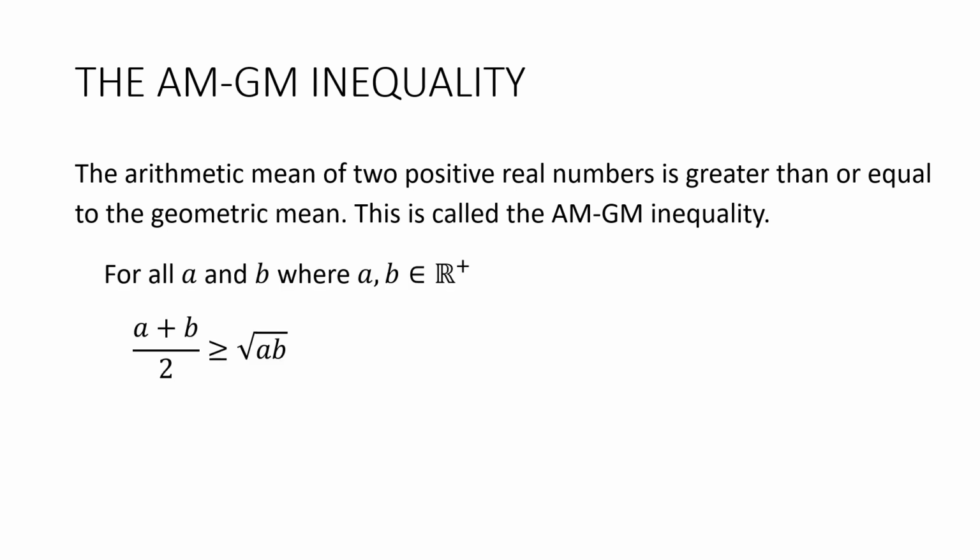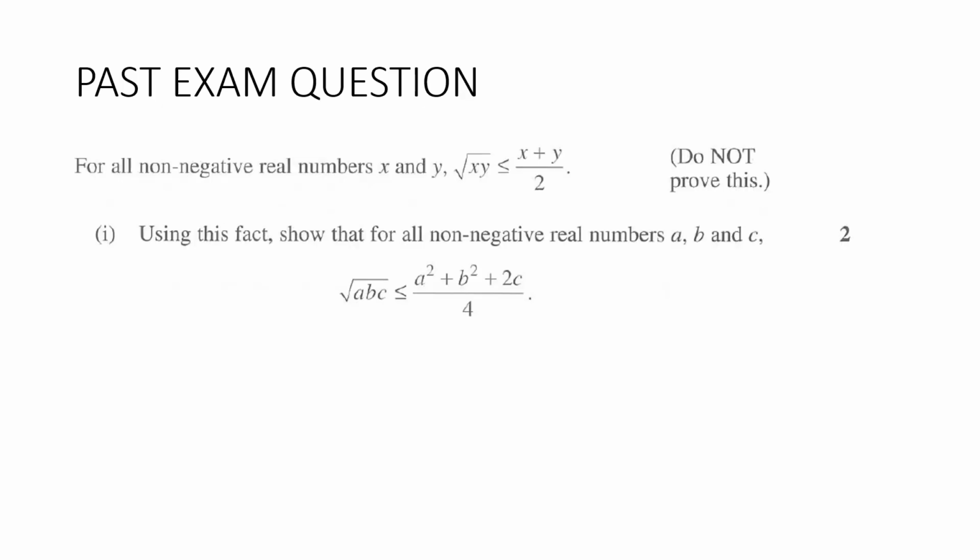In other words, for a and b, where a and b are positive real numbers, (a + b)/2 is greater than or equal to the square root of ab. So let's look at a past exam question. For all non-negative real numbers x and y, the square root of xy is less than or equal to (x + y)/2. And that, of course, is our AM-GM inequality. And it says do not prove this.